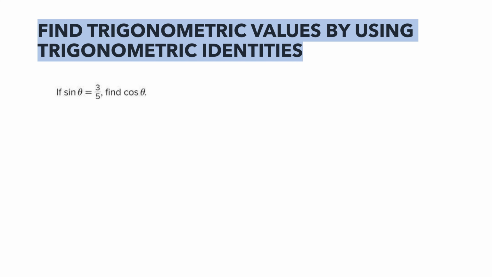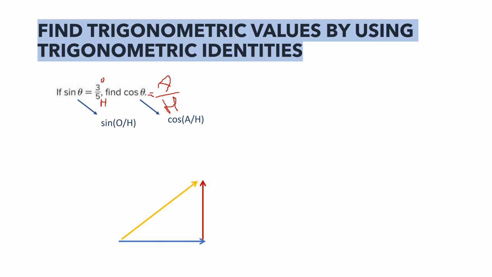So let's answer the question that I showed you at the beginning, which is: if sine theta equals 3 over 5, find cos theta. We know that cos, which is CAH, equals adjacent over hypotenuse. And we know that sine is equal to opposite over hypotenuse. So what that says is that 3 is the opposite and 5 is the hypotenuse, because we know that sine theta equals opposite divided by hypotenuse. And we know that cos is equal to adjacent over hypotenuse.